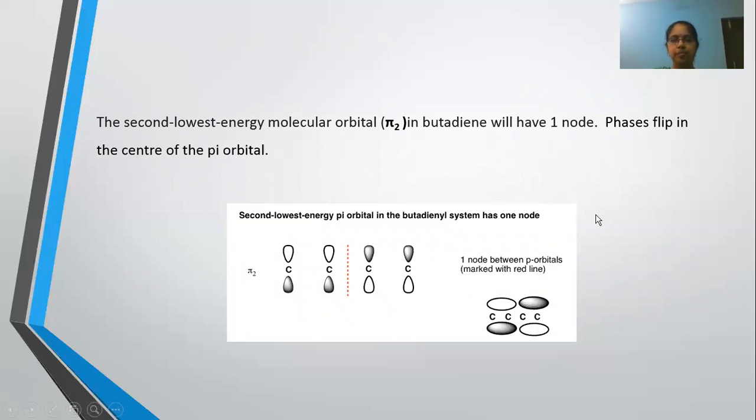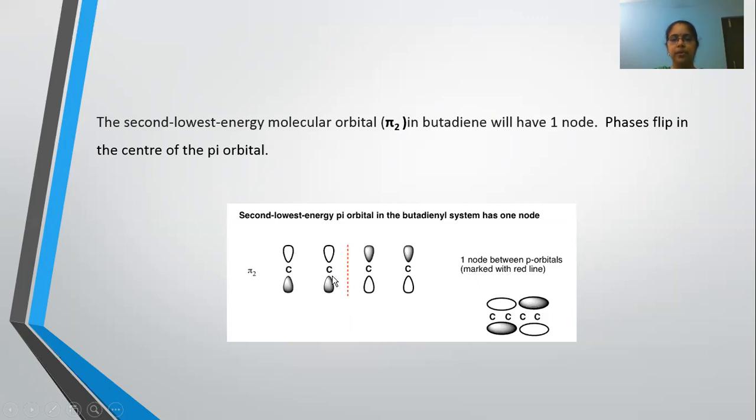That means phases flip in the center of the pi orbital. See, one node is represented as a dotted line in between. So the adjacent carbon atoms have lobes with alternate phases, where the phases have been flipped. Here the unshaded part is above the main carbon chain, whereas here it is below the main carbon chain. These two overlap constructively, and similarly these two overlap constructively.